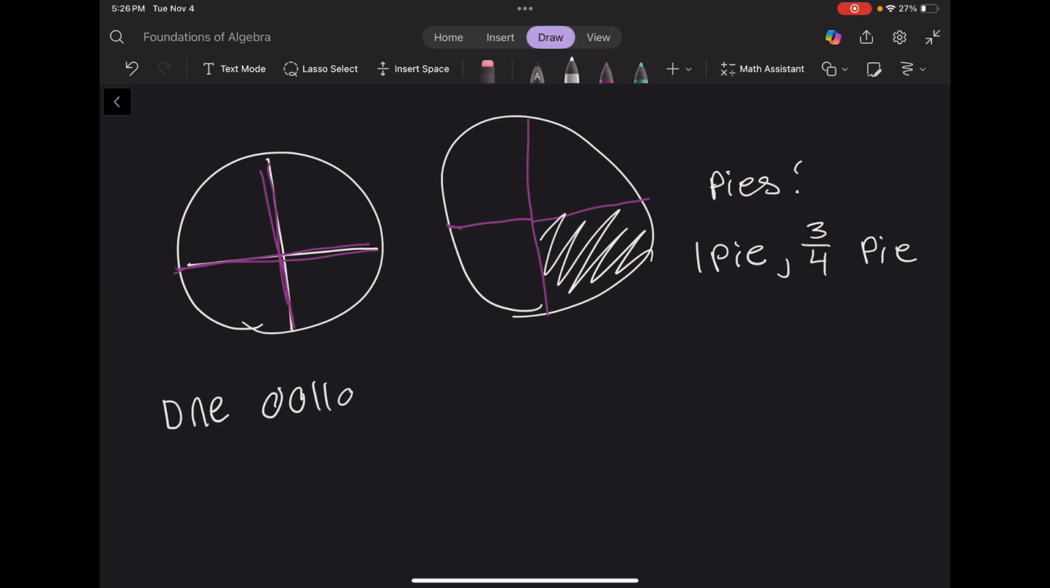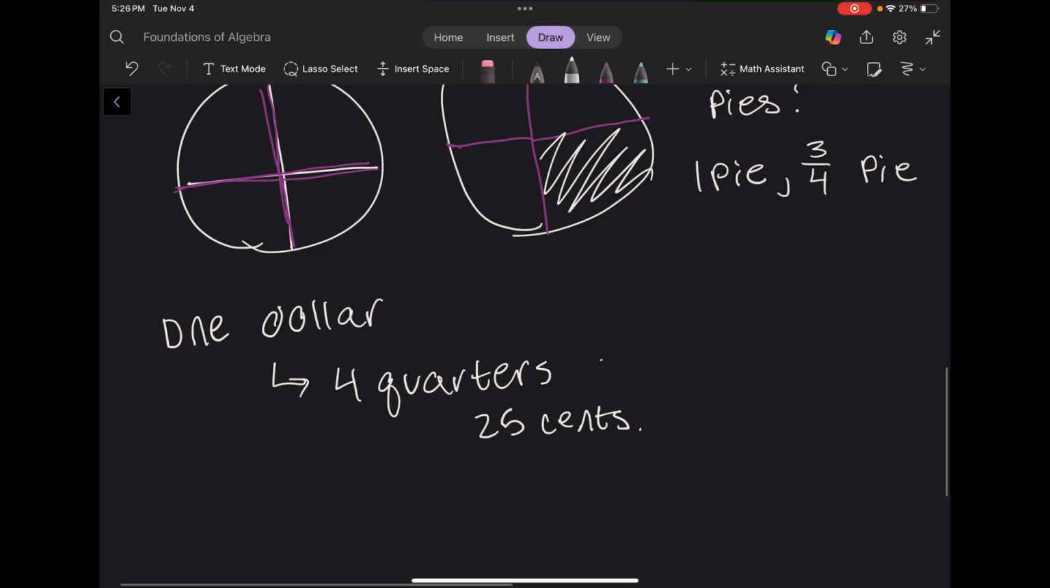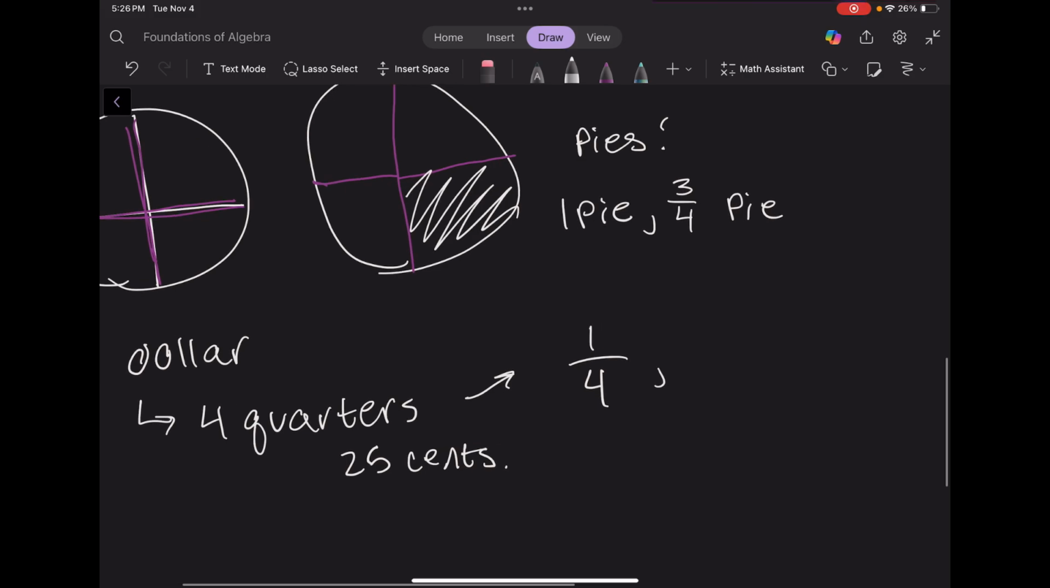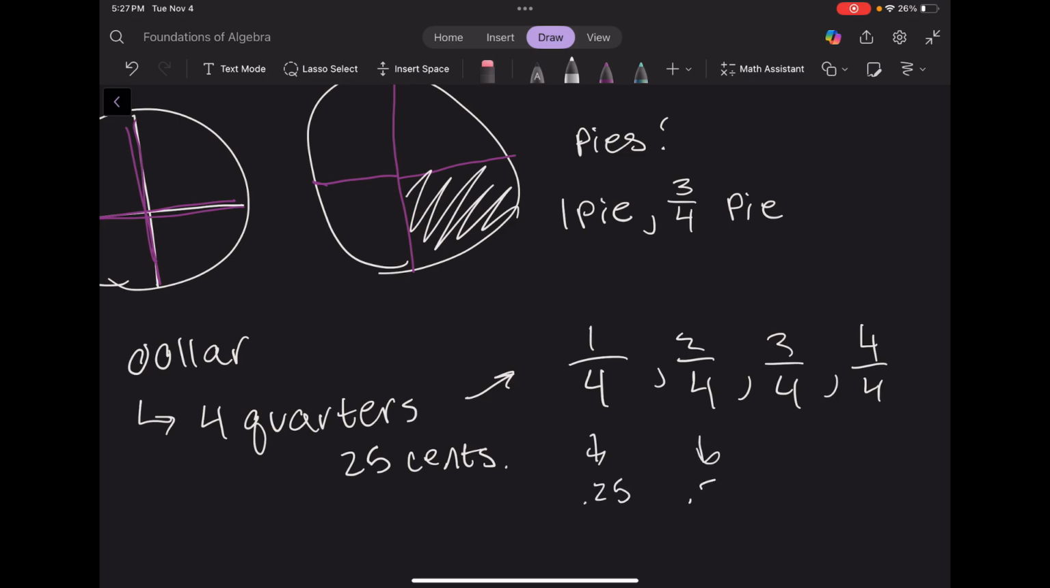Another really awesome example is that $1 has 4 quarters. Quarters being 25 cents. So that is also why we call them quarters, because, right, we have 1/4, 2/4, 3/4, and 4/4. This makes 25 cents. This makes 50 cents. 75 cents, and that makes $1.